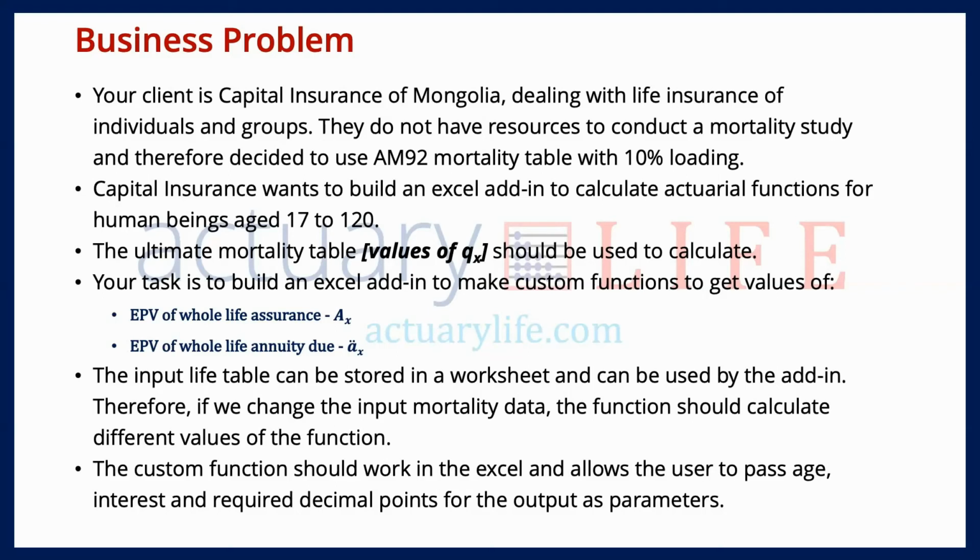Although the project only asks you to calculate the EPV of whole life assurance and annuity due, you can really go beyond this and calculate for term life, for continuous cash flows, for temporary annuities, joint annuities, and believe me, students in the past have done that. One of them calculated for 10 different functions. The other person made sure that it was not just AM92 but other mortality tables were also used. So there is a lot of application to such an add-in that you create here.